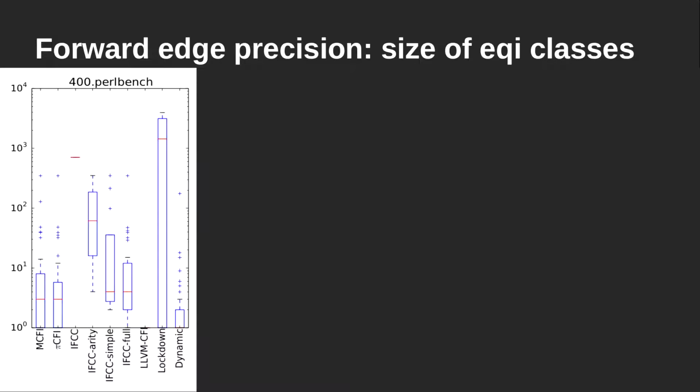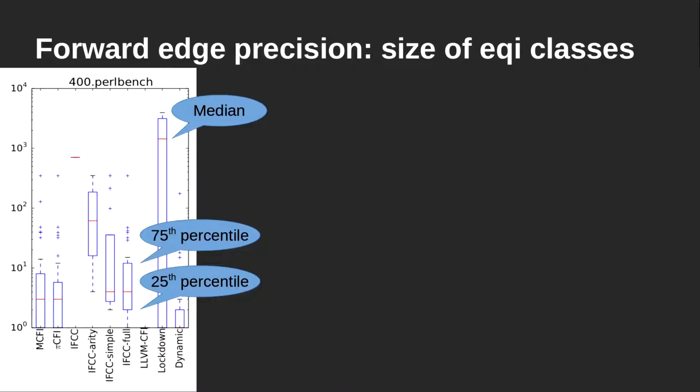So we looked at the precision on the forward edge, so for indirect call and indirect jump instructions. And we looked at the sizes of equivalence classes, and we present whisker plots where we show both the median with the red arrow of the sizes of the equivalence classes, the 25th percentile and the 75th percentile. But we also show with these little pluses on the side different forms of outliers.